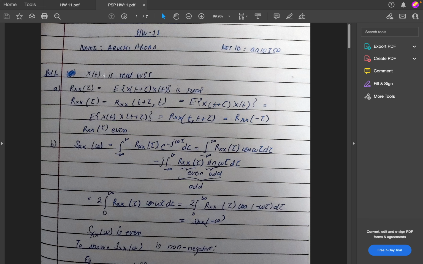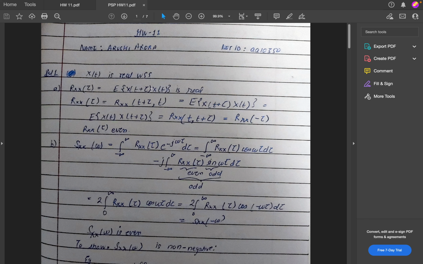Since we are given that x(t) is real, white, and stationary, the autocorrelation is a function of tau, which is the time difference of t and t plus tau. So autocorrelation Rx(tau) is equal to the expectation of x(t plus tau) times x(t), and in the next step we can write it as Rx(t plus tau, t), since tau is the difference of t plus tau and t. This is basically the same as the expectation of x(t plus tau) and x(t).